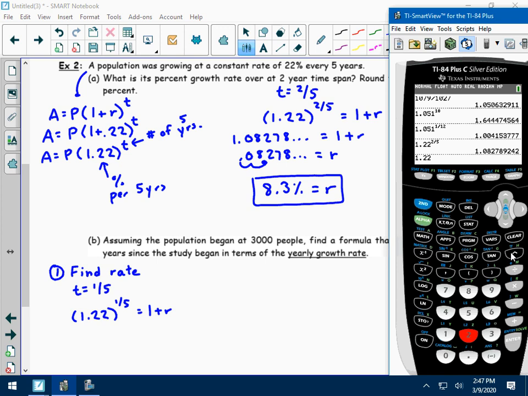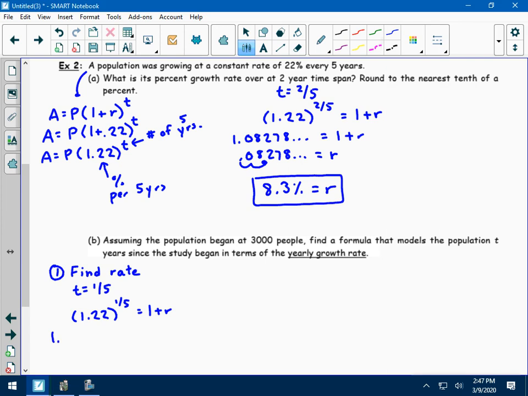1.22 raised to the 1/5 is 1.04057. So 0.04057 is going to be r. And let's just keep rounding to the nearest tenth of a percent if it doesn't specify. So 4.1% equals r. Got my rate. That's my yearly growth rate. Step 2, make equation.